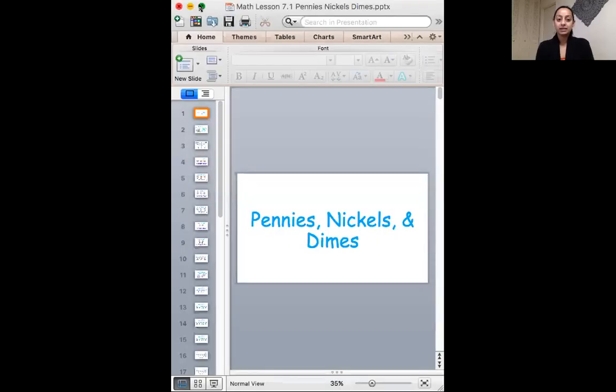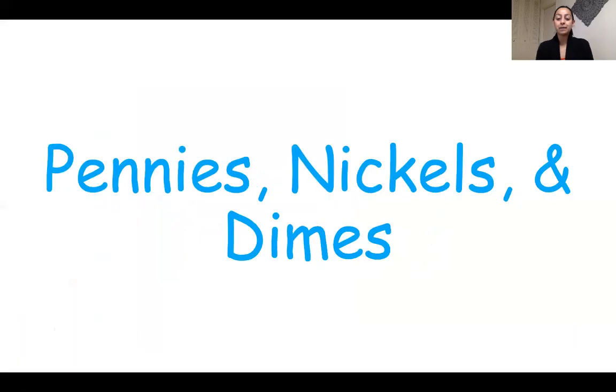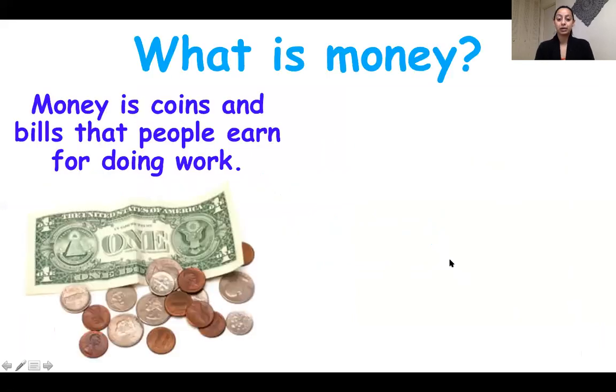I'm going to share my screen so that you can see this wonderful PowerPoint I created to help us learn all about pennies, nickels, and dimes, which are the first 3 coins that we're going to learn about. So here we go. What is money? Money is coins and paper bills that people earn for doing work. So if you look at this picture, this is a dollar bill right here. It's made out of paper, so it's called a bill. And then these are all coins that people earn for doing work.